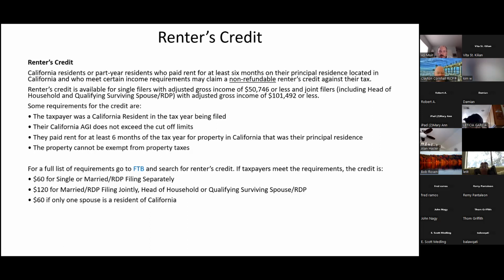Again, a non-refundable credit. And I've had taxpayers ask me again and again, why did I not receive this credit? I said, well, you probably made too much money, or maybe you didn't rent a California property. But usually it's a phase out. They made too much money. And again, non-refundable.